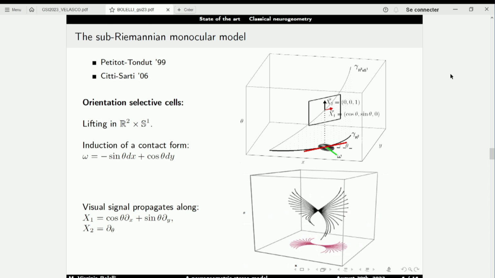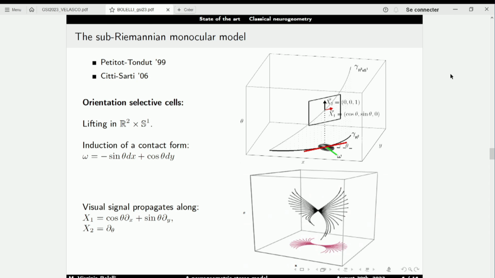In particular, the action of the cell is to lift the bidimensional visual stimulus in the space of position and orientation, assigning for each position its orientation. So we have a lifting in the space R2 times S1. This action induces the choice of a contact form, and the visual signal has been modeled to propagate along integral curves of vector fields that lie in the kernel of this form. We have already seen an example of these integral curves, shown here together with their bidimensional projection.